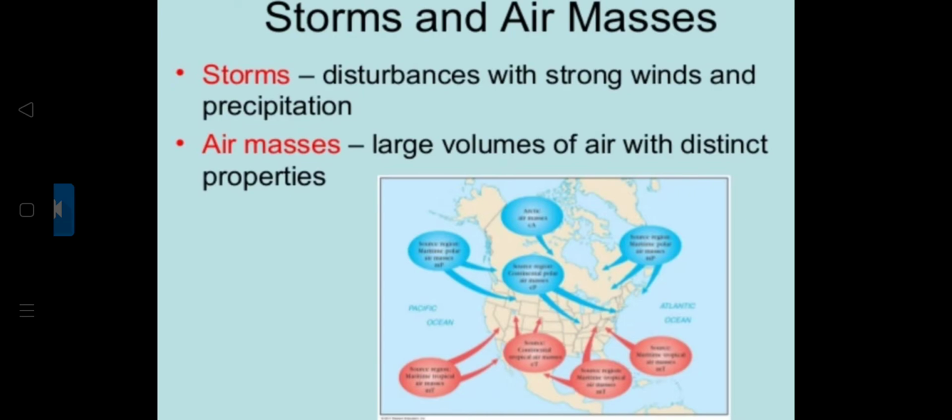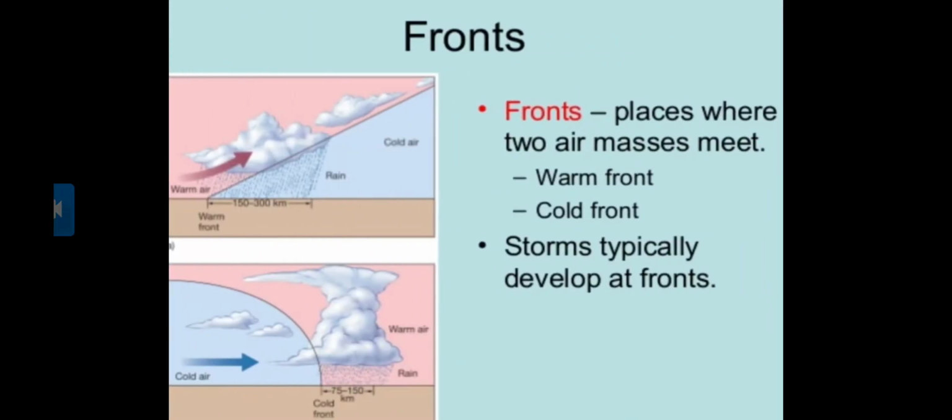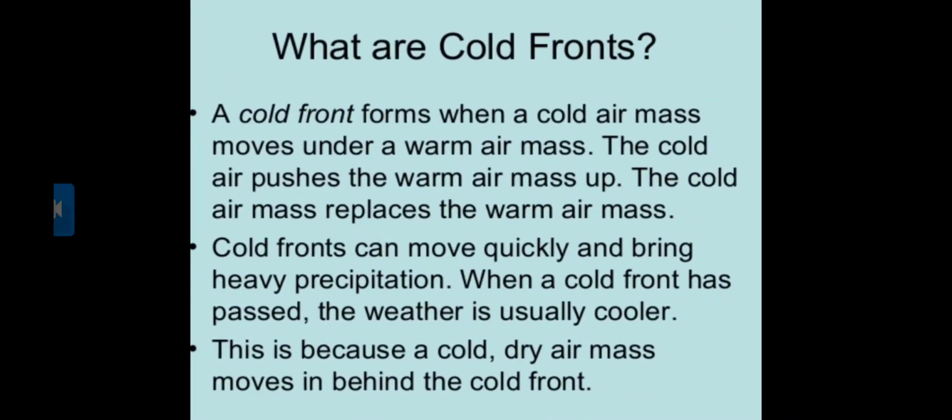Storms and air masses. Now, storms are disturbances with strong winds and precipitation. What are air masses? They are large volumes of air with distinct properties. The fronts are places where two air masses meet. The storms typically develop at fronts. This is a form of front, the cold front. You all can go through this.